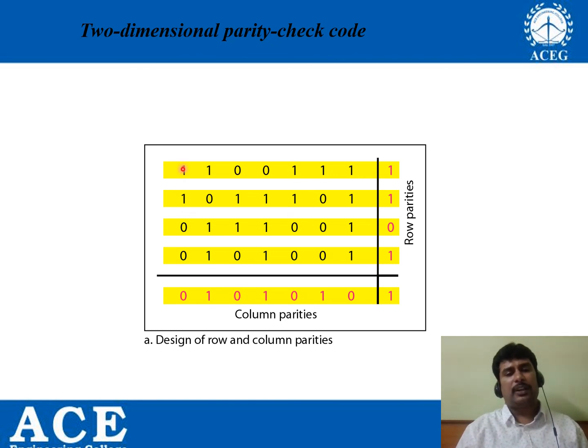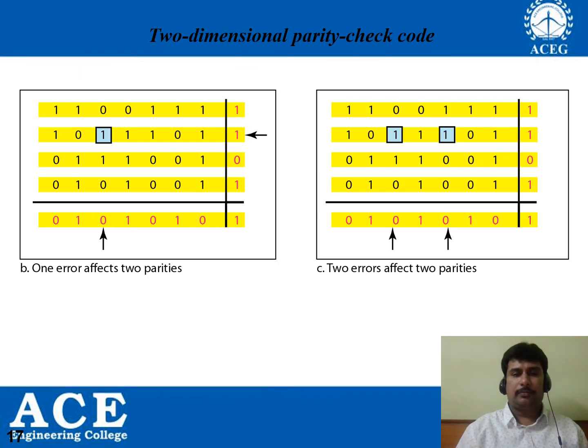So here we have 4 bits. Now total number of ones are 2, which is even, so I have redundant bit as 0. Total number of ones are 3, so redundant bit is 1. 2, so redundant bit is 0. 3, again it is odd, so I have redundant bit 1. So I calculate the redundant bits horizontally and vertically. Okay, this is called two-dimensional parity check method.